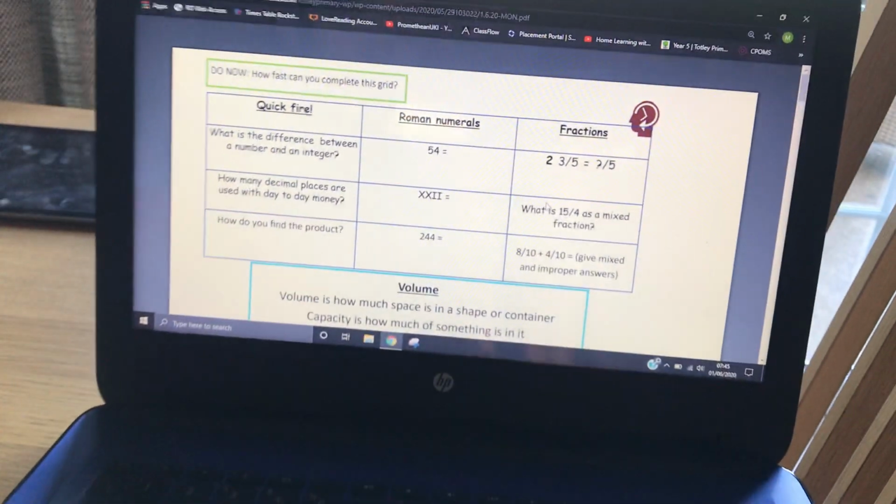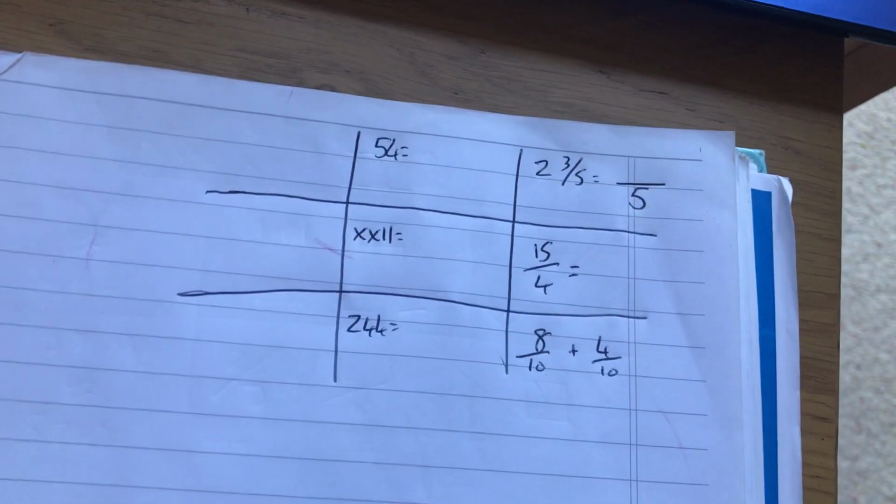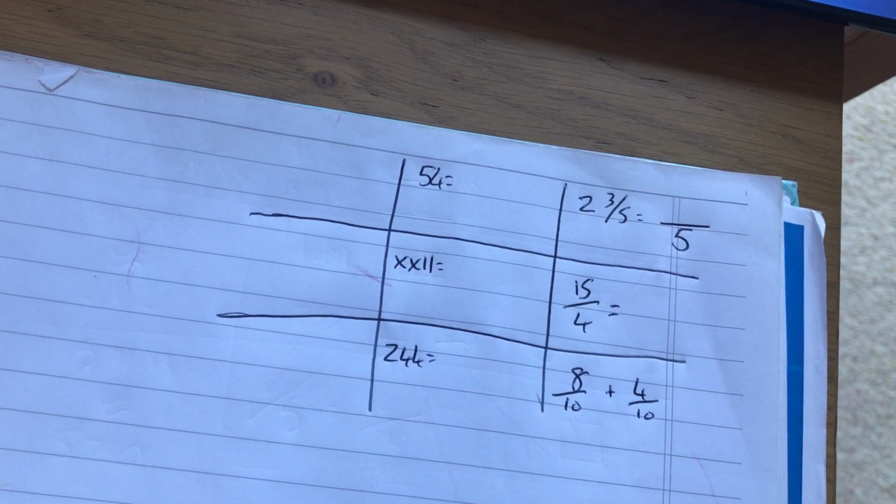So straight on to our maths. You'll notice it says volume and we'll have a quick look at that in a moment. So do now first. Let's see if our brains are still in gear from half term and sunny weather.